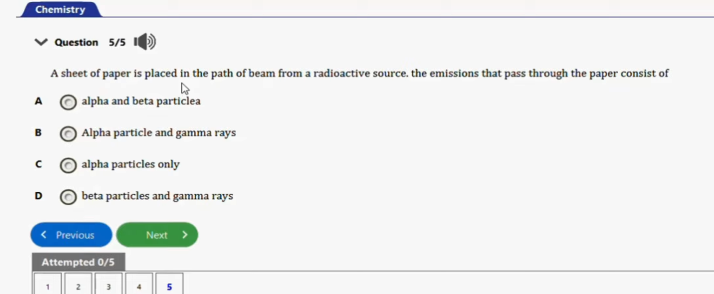So guys, the right option to this question will be option D, which is beta particles and gamma rays. Since a sheet of paper is placed in the path of a beam from a radioactive source, the emission that passes through the paper consists of, so the right option guys will be option D. Beta particles and gamma rays have high penetration power, so they can pass through a sheet of paper if placed in the path of a beam from a radioactive source.